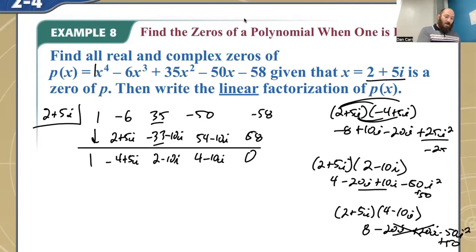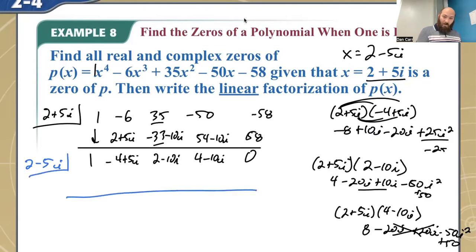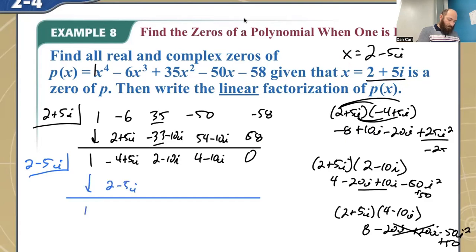Now, the thing to remember is since we have this right here, 2 plus 5i, then that means my other 0 is going to be 2 minus 5i. That's my other complex one. So we're going to repeat this process with 2 minus 5i here. And let's just do the same exact thing. All right, so we got 1 here. So this will be 2 minus 5i.